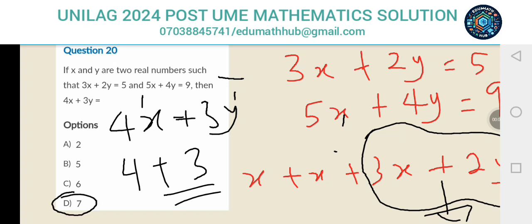If we solve it with the long method, which is simultaneous equation, using the elimination method, you're still going to get the same answer. This is a faster way. You need to think very fast and very smart. Let's take the next one.